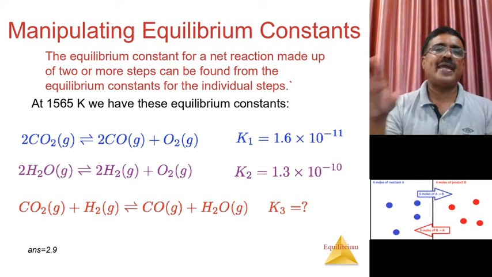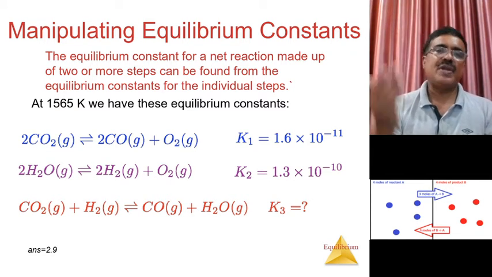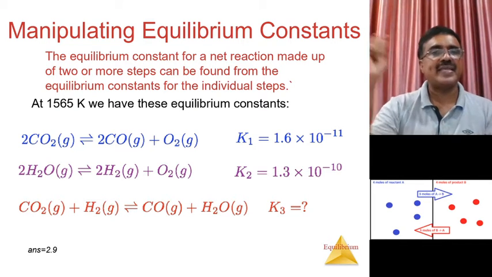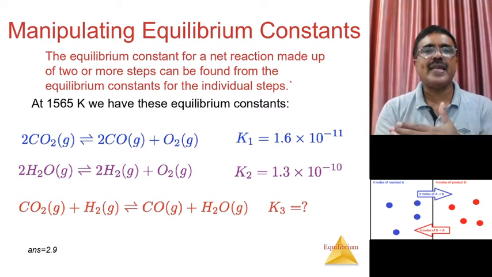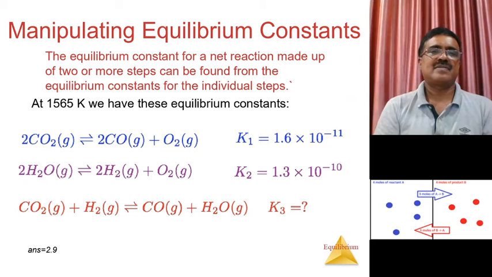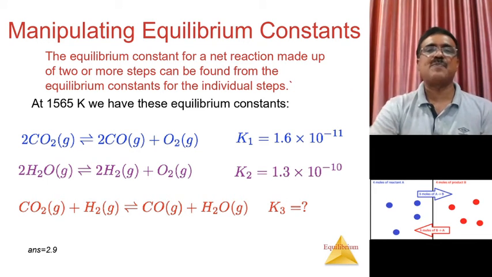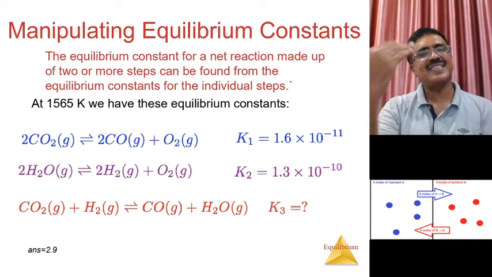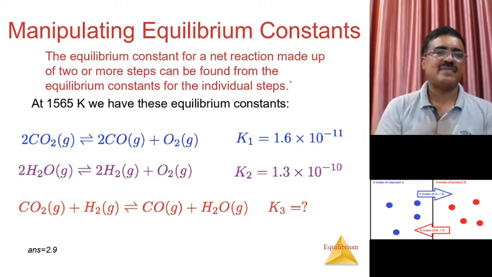If you multiply an equation by a number, you have to take that power. So if you multiply by n, you take the nth power of the equilibrium constant. If you divide an equation by a number n, you take the nth root of the equilibrium constant. And if you add two equations together, you multiply the equilibrium constants. Right? And if you reverse a reaction, then you take the reciprocal. That is it. Using these concepts, you can do manipulation to any set of equations.